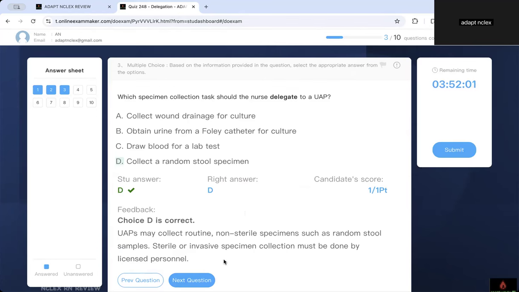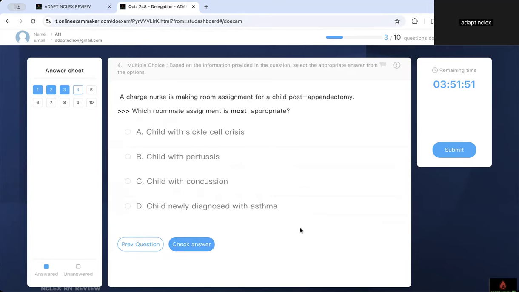So I'm showing you these explanations, very short explanations I usually give for my Q bank. Not a lot of information, but just to give you the concept. Otherwise, you memorize everything. Which room assignment is most appropriate? This is also a key. Assignment always plays a major role. So pay attention. Key fact: there's a way you do assignment.